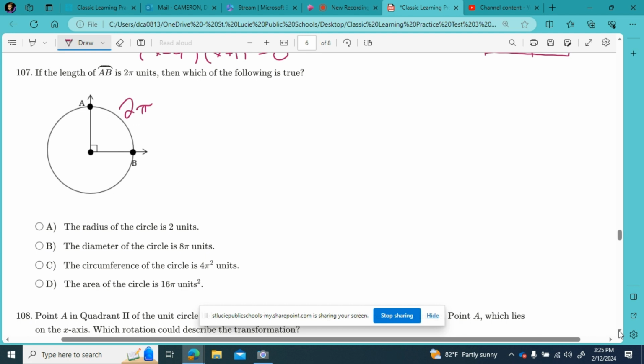The radius of the circle is 2 units. Well, let's see. If this little piece is 2 pi, then it's 1/4 of the whole circumference, right? We would multiply by 4. So the circumference equals 2 pi times 4 equals 8 pi. And I know from the reference sheet that the formula for circumference is 2 pi r. So the radius is not 2, it's 4.